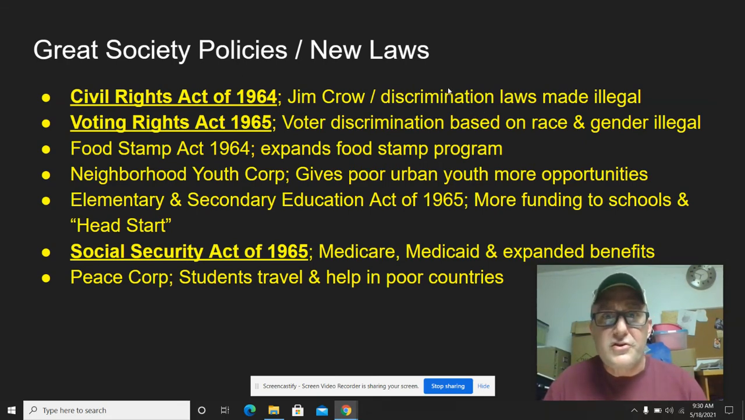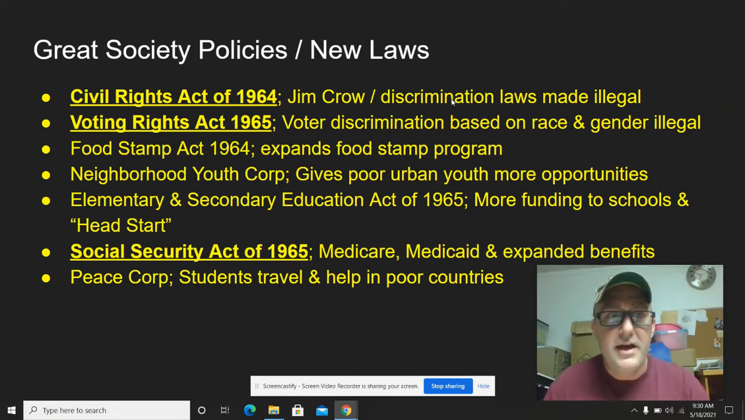So I think universally, most people would say that was a good piece of legislation. I give Johnson credit for that because it wasn't an easy law to get through. He did it. And I think that's had a profound impact on American history and started to move us more in the right direction.